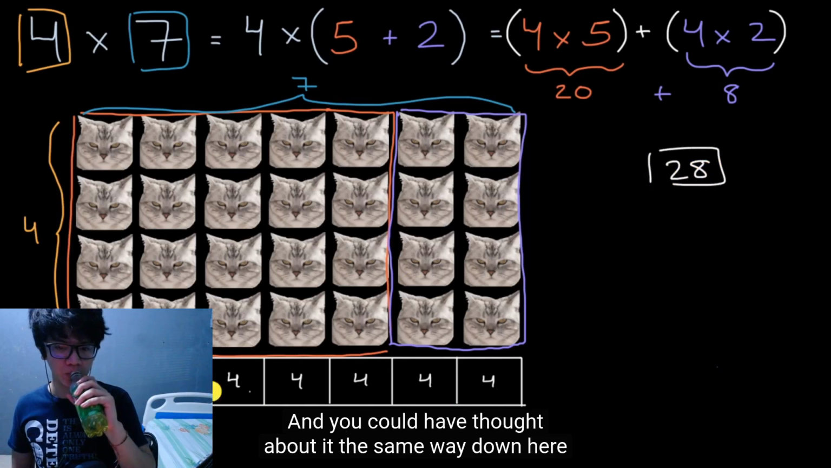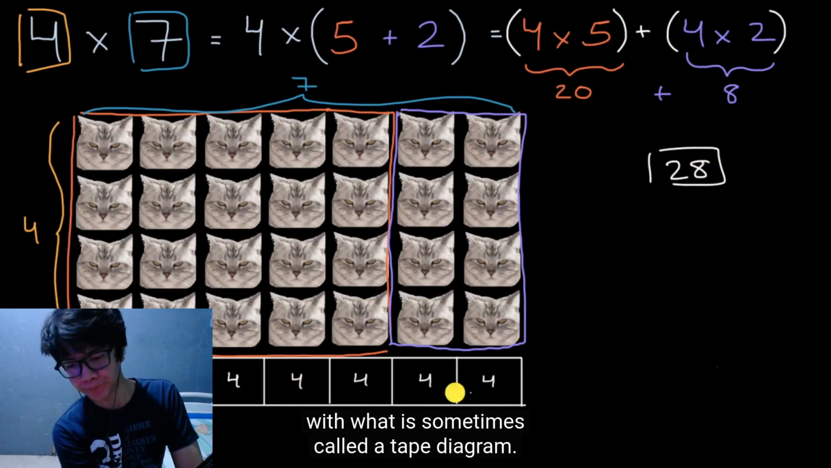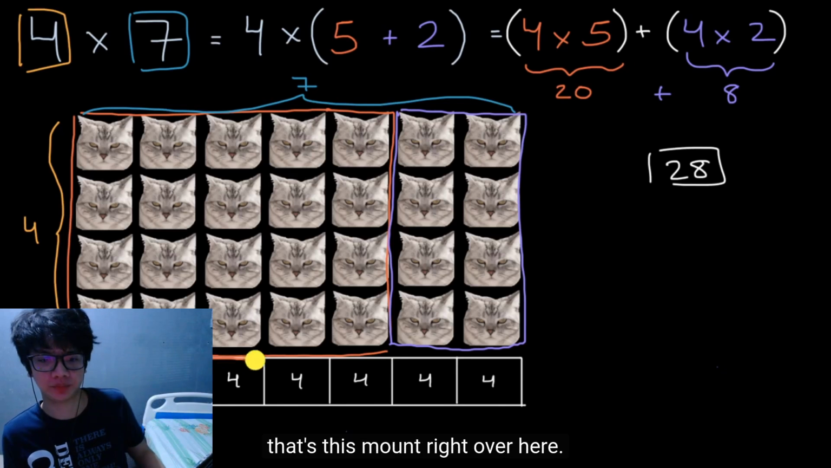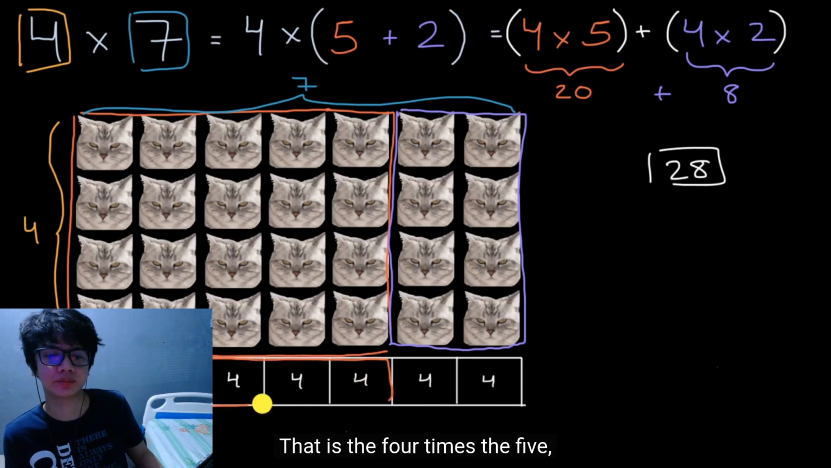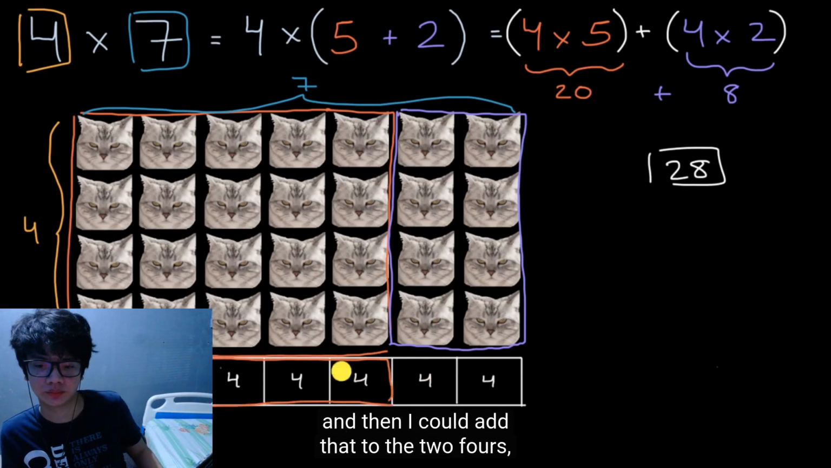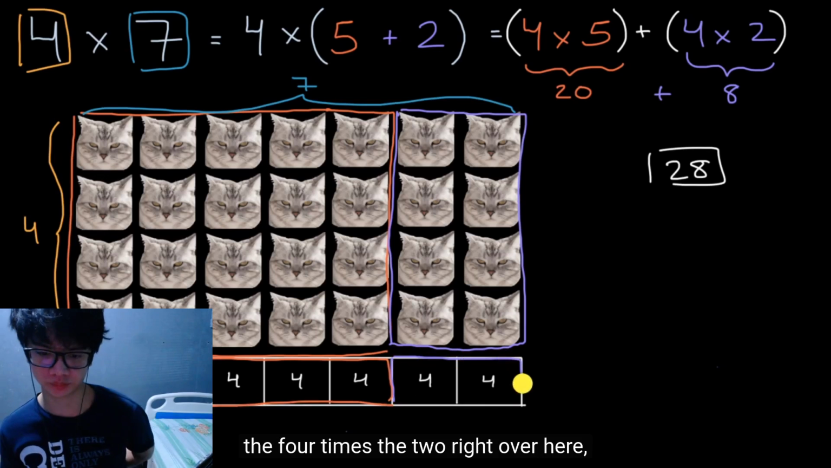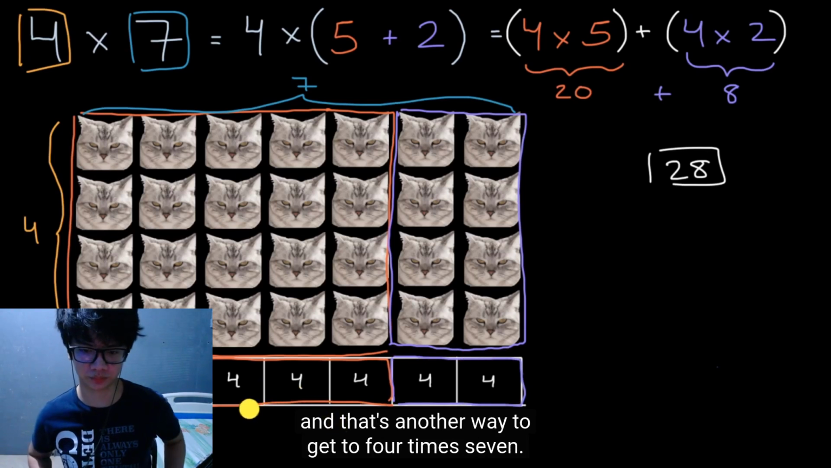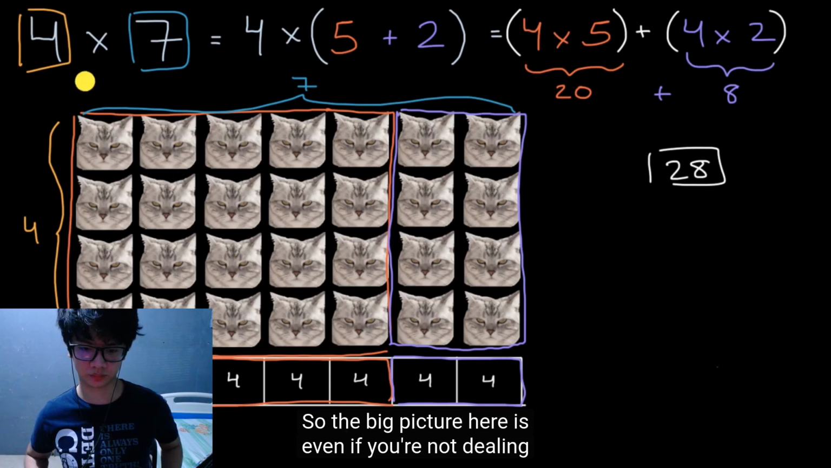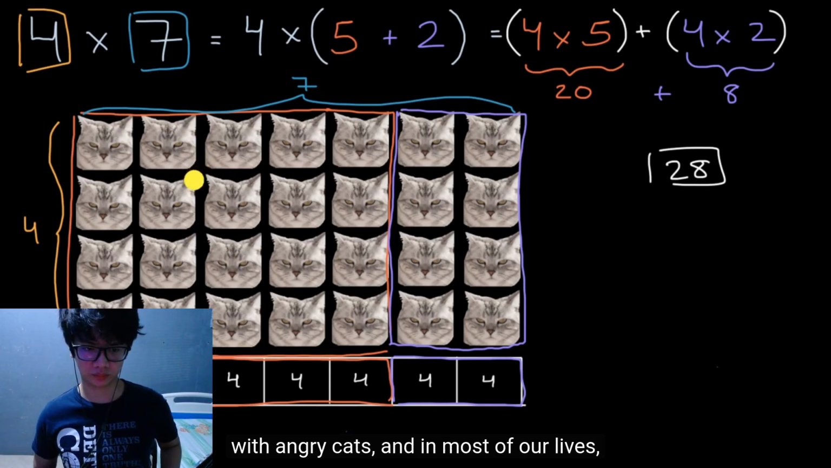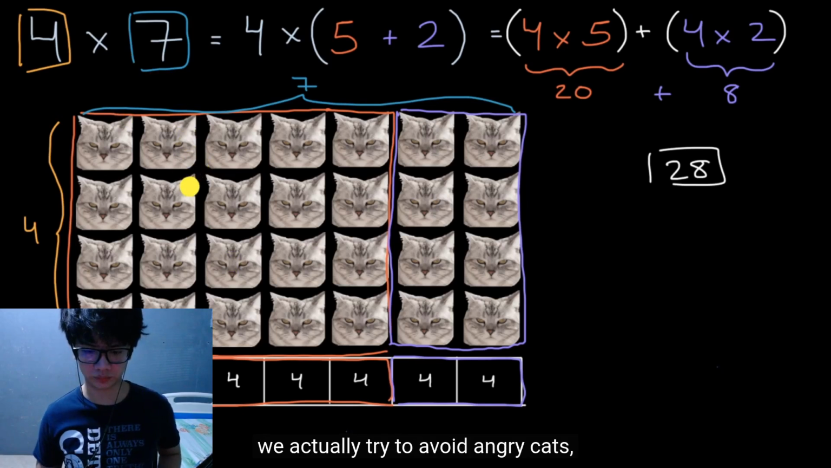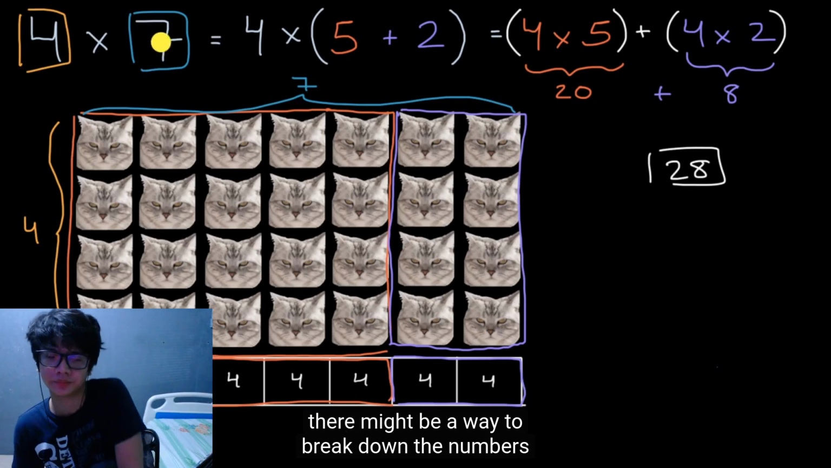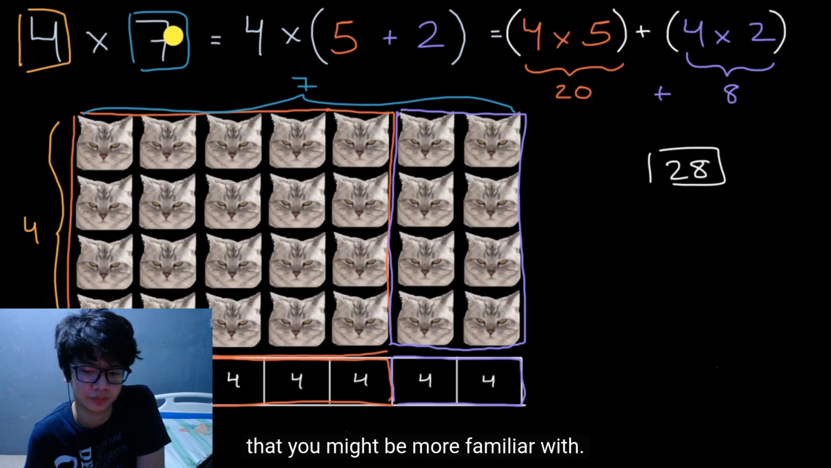And you could have thought about it the same way down here with what is sometimes called a tape diagram. We could say, all right, if I have 5 4s, that's this amount right over here. That is the 4 times the 5. And then I could add that to the 2 4s, the 4 times the 2 right over here. And that's another way to get to 4 times 7. So the big picture here is, even if you're not dealing with 4 times 7, even if you're not dealing with angry cats, and in most of our lives we actually try to avoid angry cats, there might be a way to break down the numbers that you're multiplying into ones that you might be more familiar with.